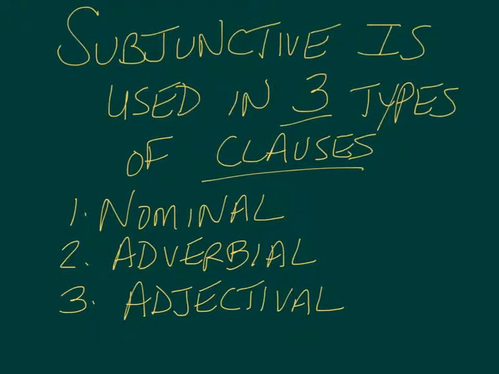So, let's begin with the idea that the subjunctive is used in three different types of clauses, and I'll explain what a clause is in a moment. Those three types of clauses are nominal clauses, which is noun clauses, so describing a noun, adverbial clauses, and adjectival clauses, and we will take them in that order. Nominal first, then adverbial, then adjectival, and there'll be separate videos on each one of those types of clauses.